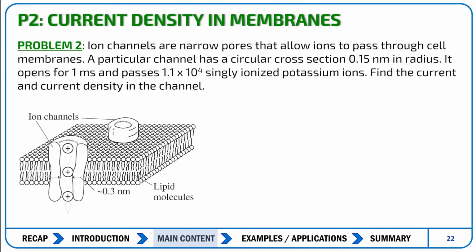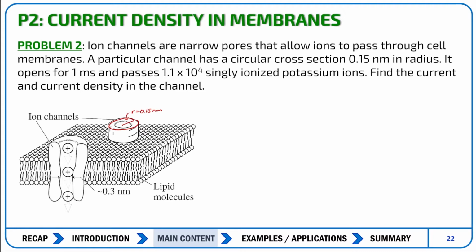The next problem has to do with current density in membranes. Ion channels are narrow pores that allow ions to pass through cell membranes. Our particular channel has a circular cross-section of 0.15 nanometers in radius. So we can just assume that it has a circular cross-section with a radius of 0.15 nanometers. It opens for 1 millisecond and passes 1.1 times 10 to the 4 singly ionized potassium ions. Find the current and current density in the channel.